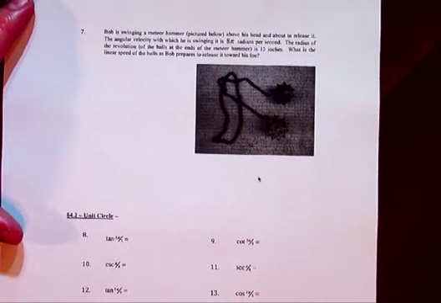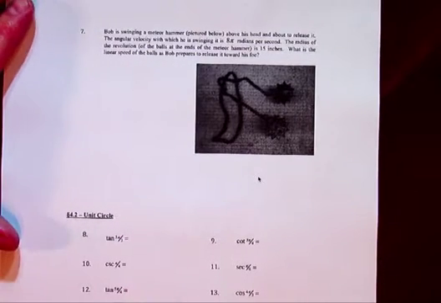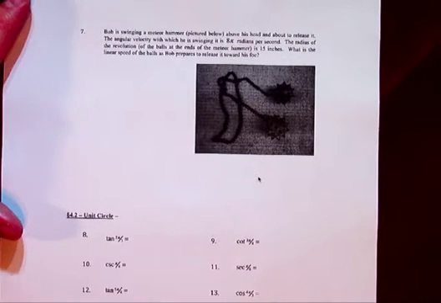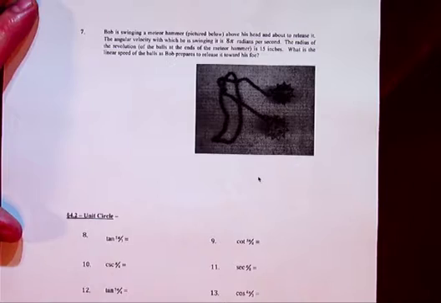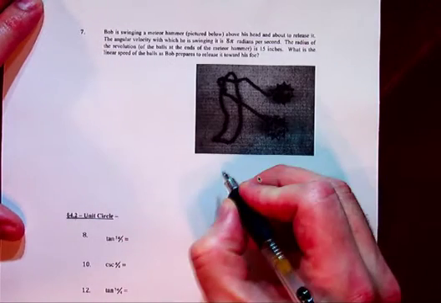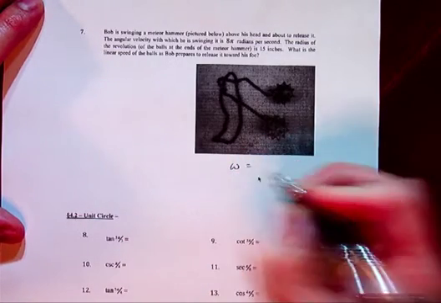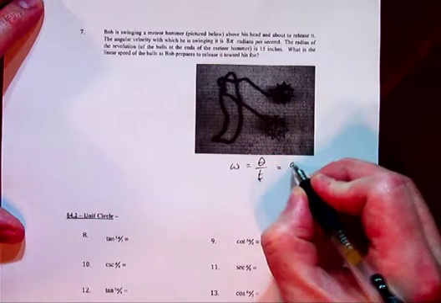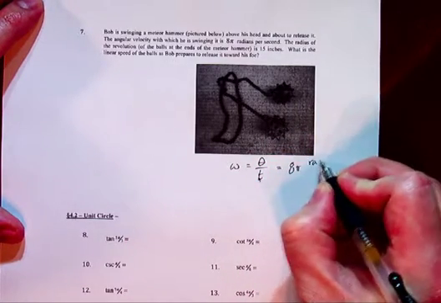So Bob is swinging a meteor hammer above his head and about to release it. Now the angular velocity with which he is swinging is 8 pi radians per second. Now remember, angular velocity is theta per time, and in this case it is 8 pi radians per second.